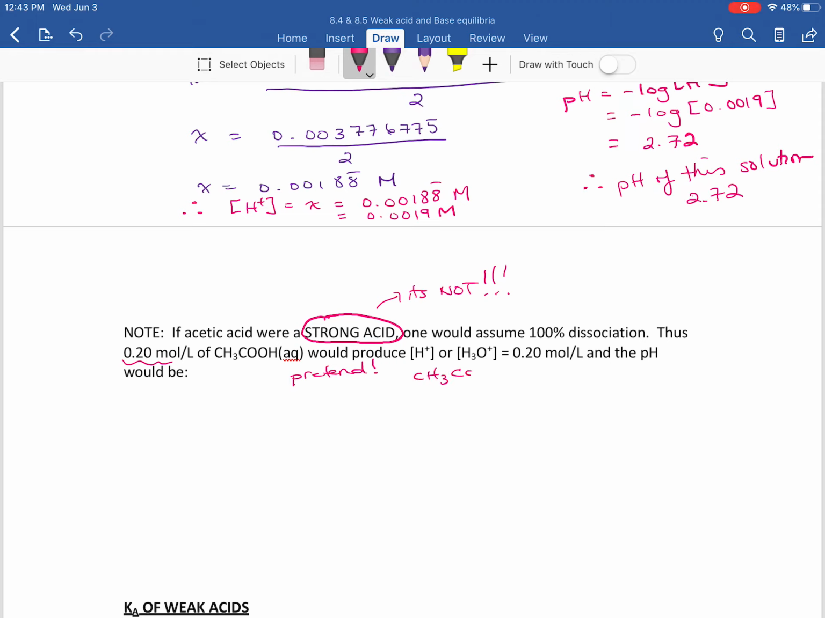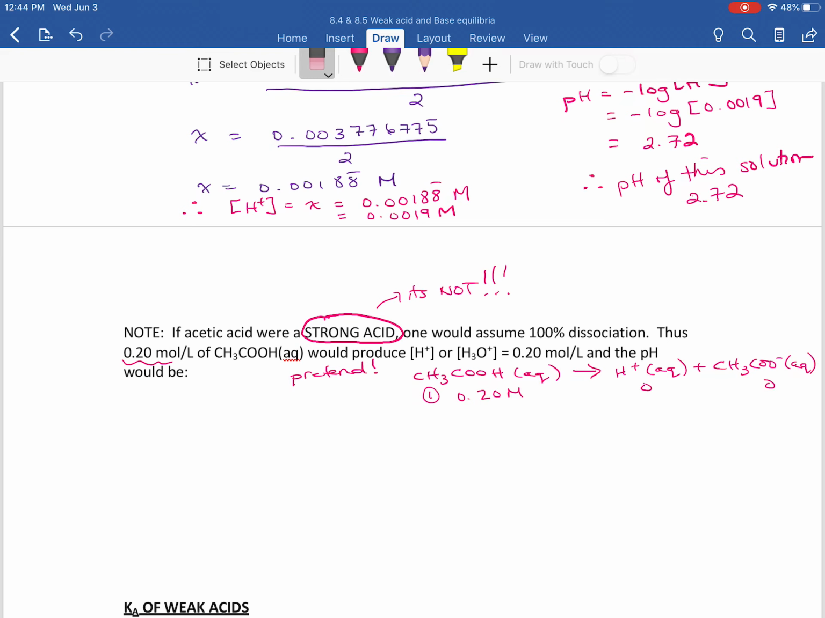So if we said that, we would assume that it was a forward reaction. Notice how I'm only doing one arrow, and it would be H plus aqueous plus the acetate anion. Okay, so initial would be 0.20 moles per liter, 0, 0. There is no equilibrium. It would be final. Everything would be gonzo.